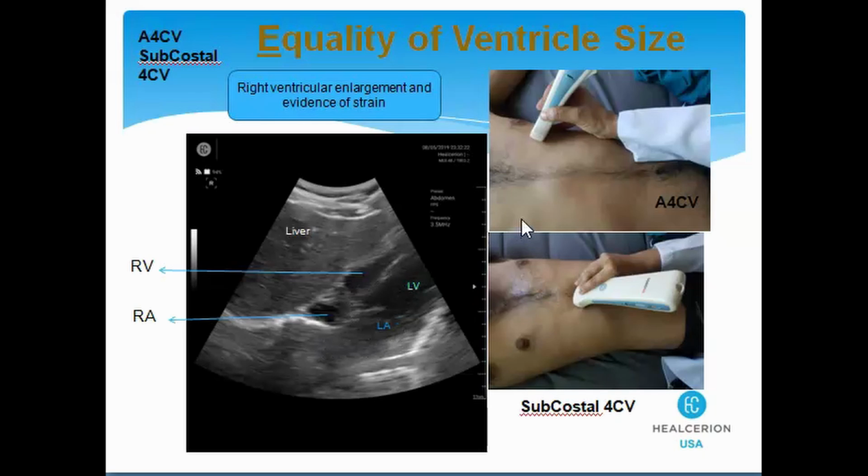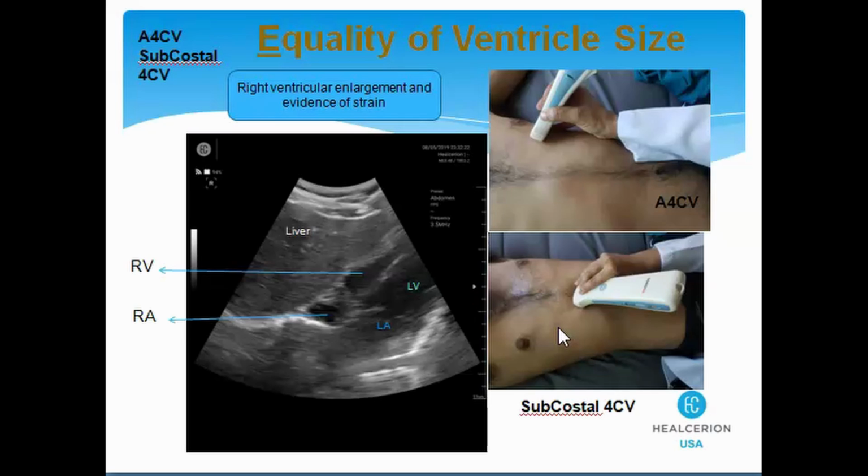Sometimes it is also helpful if you turn the patient towards the left lateral decubitus position with the left arm above the head. So this also helps bring the heart a little bit closer towards the chest, and you can see the heart nicely.